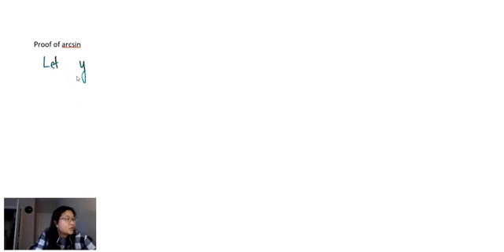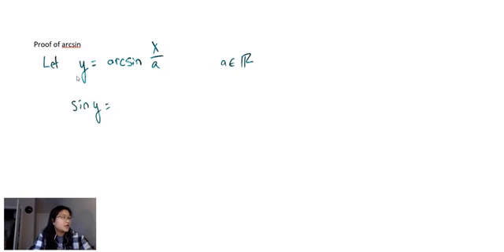Suppose we had y is equal to arcsine of something like x over a, where a is some real number. So our goal is to use differentiation, and that's kind of tricky. So maybe we can shuffle things around a little bit. If we take sine of both sides, then we have sine of y is x over a. Multiply by a on both sides, we have a sine y equals x. So from here, we can take our derivative with respect to x, and it's not too bad.